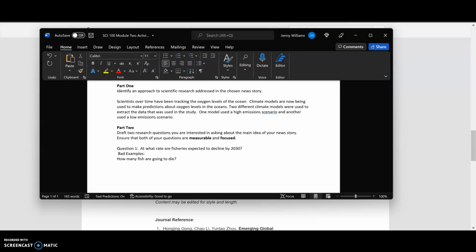Another one would be, are the climate models good? Once again, that's not measurable. Okay, it's a subjective statement on whether or not they are good or not.